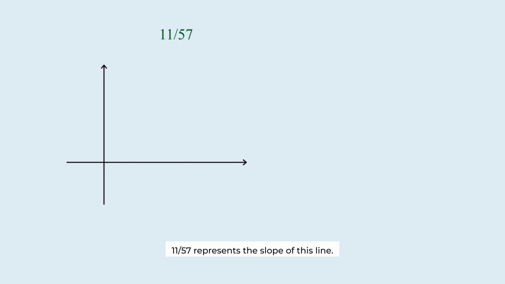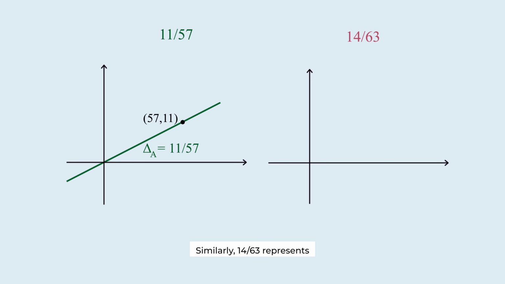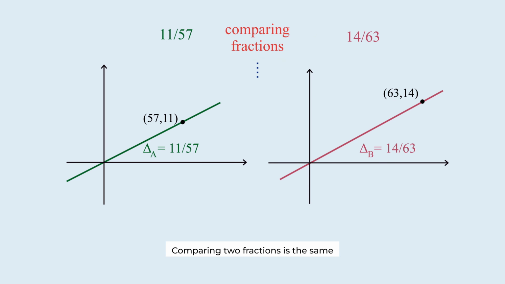11 over 57 represents the slope of this line. The point 57, 11 is on this line. Similarly, 14 over 63 represents the slope of another line, passing through 63, 14. Comparing two fractions is the same as comparing these two slopes.